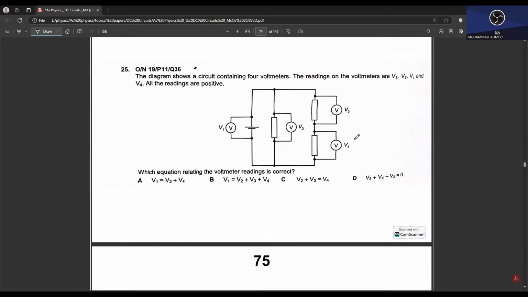The diagram shows a circuit containing 4 voltmeters. The readings on the voltmeters are V1, V2, V3 and V4. All readings are positive. Which equation relating the voltmeter readings is correct? First of all, V1 will be equal to V2, and V2 will be equal to V3 plus V4. Simple as that. Are there any options like that? Yeah, can you see option D? A very hidden option.